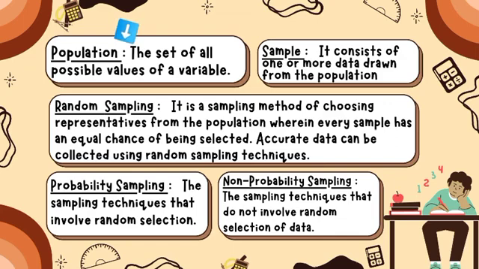Or, ito yung kabuuan ng magiging respondents mo. Total population o kabuuan. Next is sample. It consists of one or more data drawn from the population. It is a subset of population.